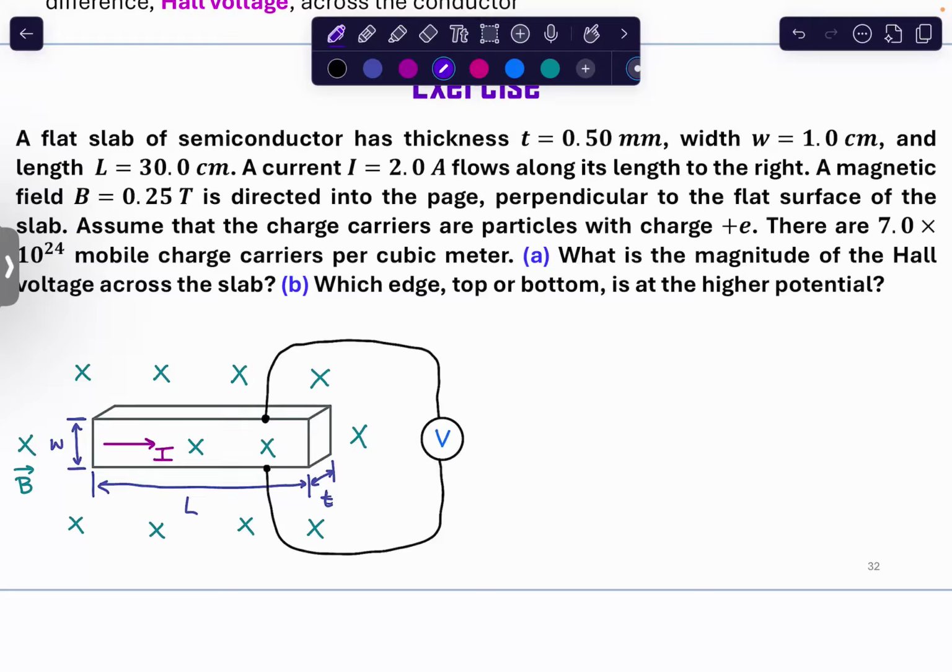There are 7.0 times 10 to the 24th mobile charge carriers per cubic meter. What is the magnitude of the Hall voltage across the slab? Oh yeah, antiproton. Okay. Well, there's a couple of things we need to go through to solve this. So the first thing we're going to need is an expression for our drift velocity. What's in that? Yeah, we're going to do this a little different. Who remembers this equation?